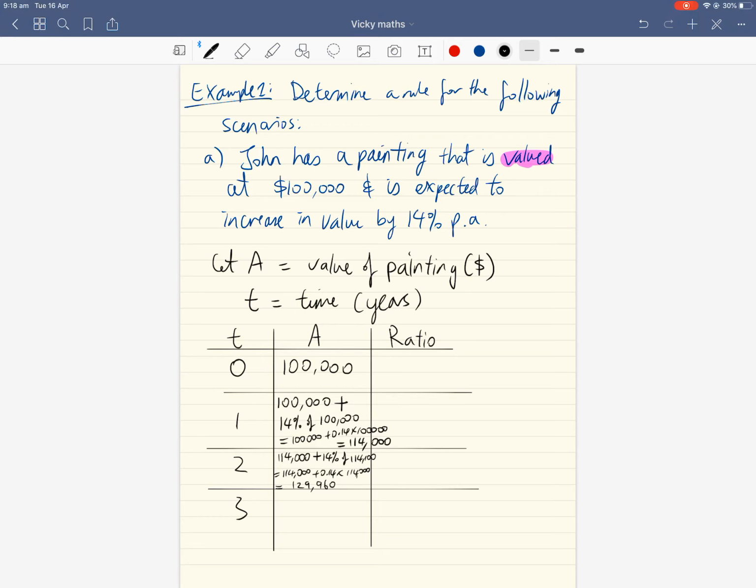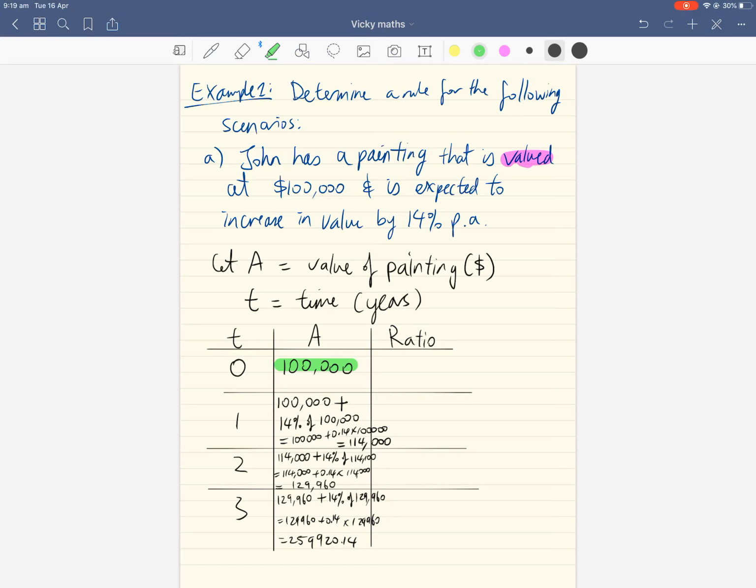So the cost of the painting after 3 years is whatever it was worth last year, which is 129,960, increased by, so adding, 14%. So it's 14% of the value from last year. So putting it into a calculator means we get 148,154.40.